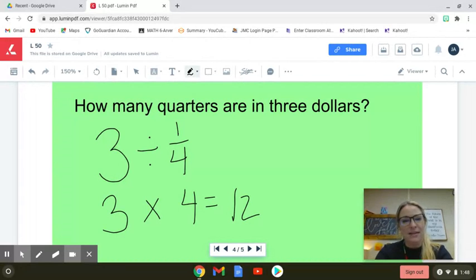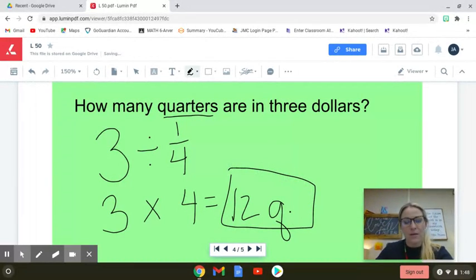12, and they're asking us about quarters. Just for time's sake, I'm just going to use a Q. 12 quarters. Labels are important.